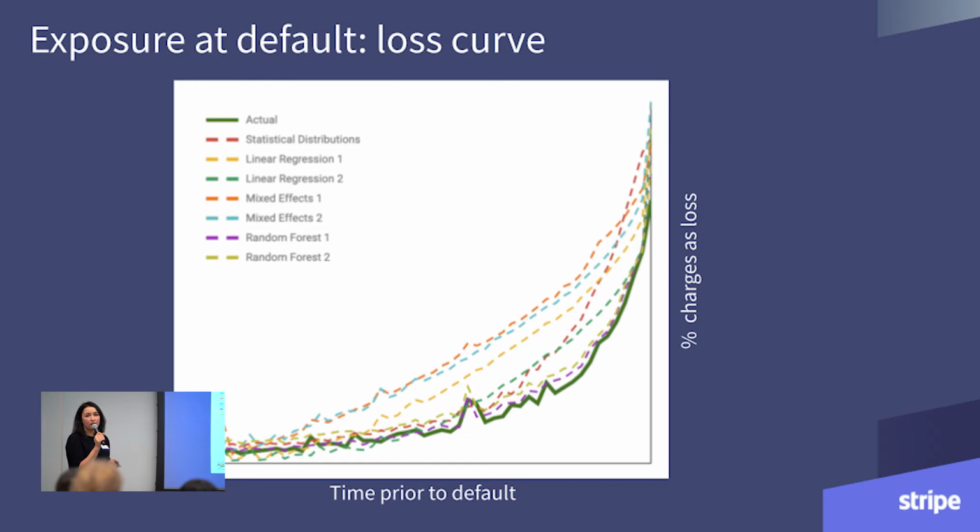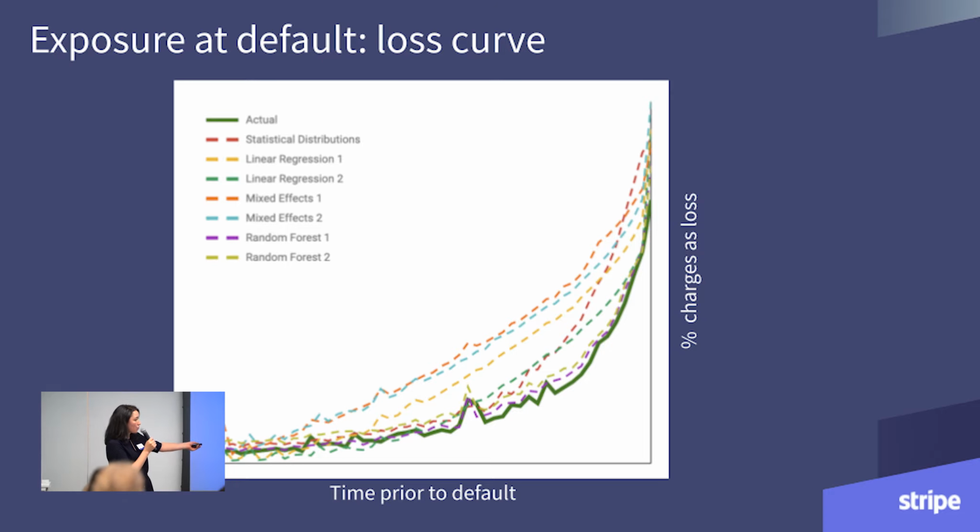Okay, now you're probably thinking, thank God there is some machine learning, because this is a data science talk. So we implemented 7 different models to model exposure. And the way we model exposure is by modeling this loss curve. So basically, you look at time prior to default and what percentage of charges will be lost at each point in time. Now, we implemented 7 different models ranging from simple statistical distributions and linear regressions to mixed effect models and random forest. And we found that random forest performs the best.